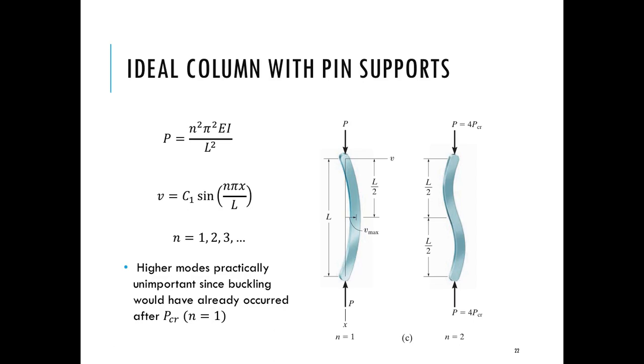Okay, finally, there are higher modes of buckling which are also possible depending on what the value of N takes, right? However, practically speaking, buckling would have already occurred when N equals 1. Therefore, it's only this mode of buckling that we're interested in, because failure would have already occurred. And we're just interested in failure. We're not quite interested in what pretty shapes we can get the beam to make.